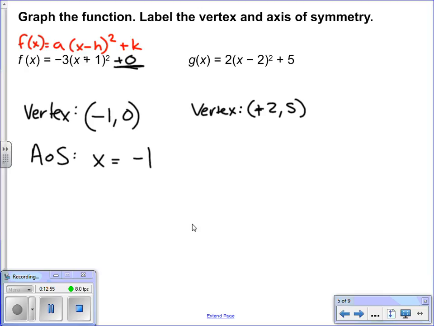Kylie? h is the one that looks like the opposite, because when you put it into the vertex form, remember it's x minus h. So if I put in a positive, then it looks like x minus 2. So it must have been a positive 2 when I pull it back out. h always looks like the opposite. And then our AOS for this one is x equals 2. You don't have to do any work for axis of symmetry if you've already done your vertex. It's just the h coordinate of the vertex. Any questions on those two examples that I can clarify for you now?